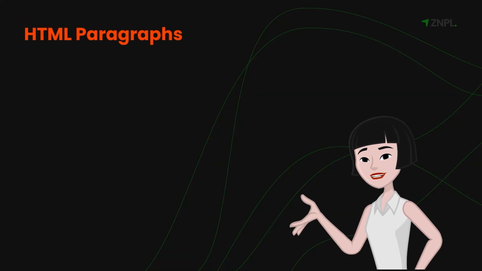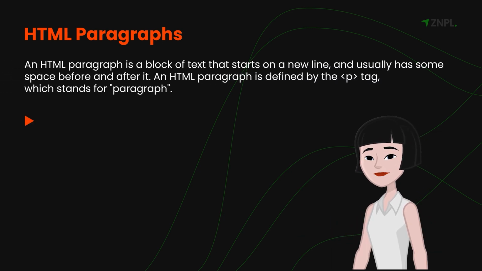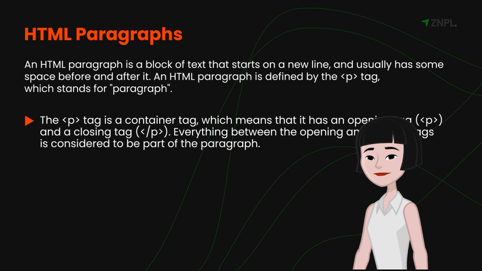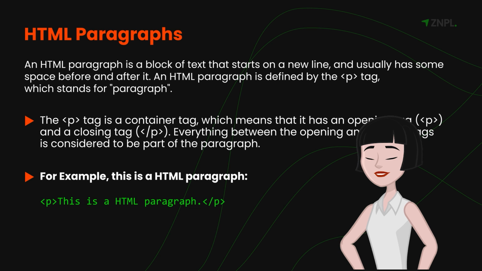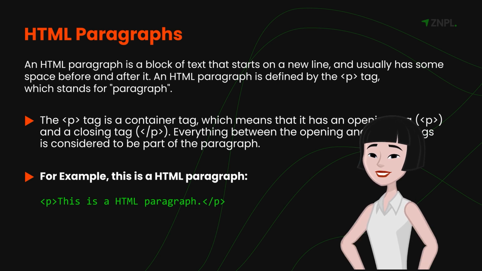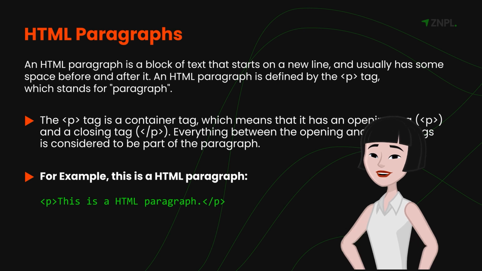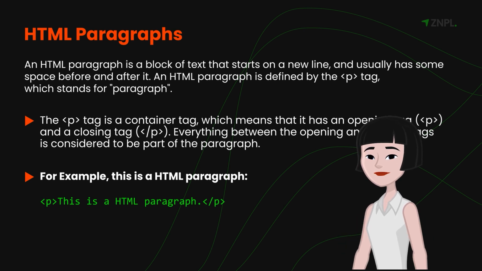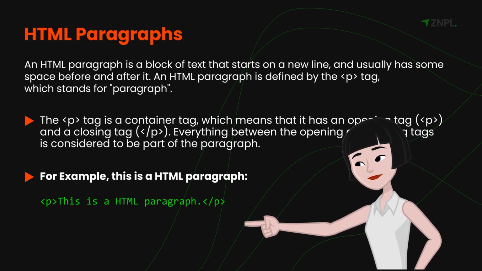What is an HTML paragraph? An HTML paragraph is a block of text that starts on a new line and usually has some space before and after it. An HTML paragraph is defined by the p tag, which stands for paragraph. The p tag is a container tag, which means that it has an opening p tag and a closing p tag. Everything between the opening and closing tags is considered to be part of the paragraph. For example, this is an HTML paragraph.